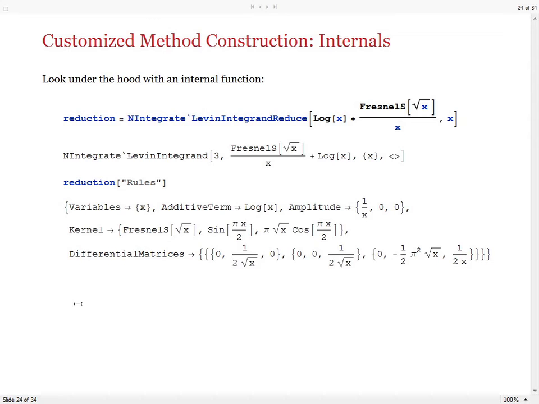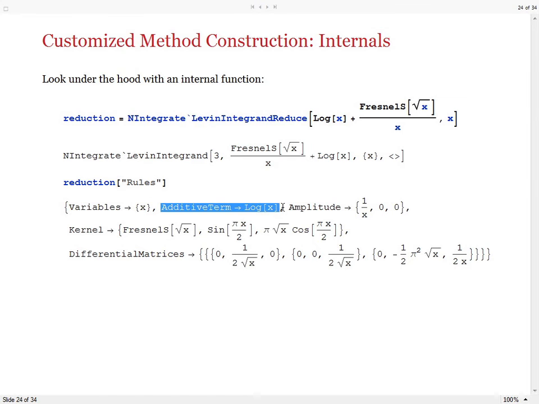It's interesting to take a quick look under the hood at an intermediate stage of Mathematica's processing of an oscillatory numerical integral. Using the internal function LevinIntegrandReduce, we find out that for this integrand, log x plus FresnelS of square root x over x, NIntegrate has identified an oscillatory function satisfying a third order differential equation, and using the Rules property of this LevinIntegrand data structure, you can see the decomposition in more detail.